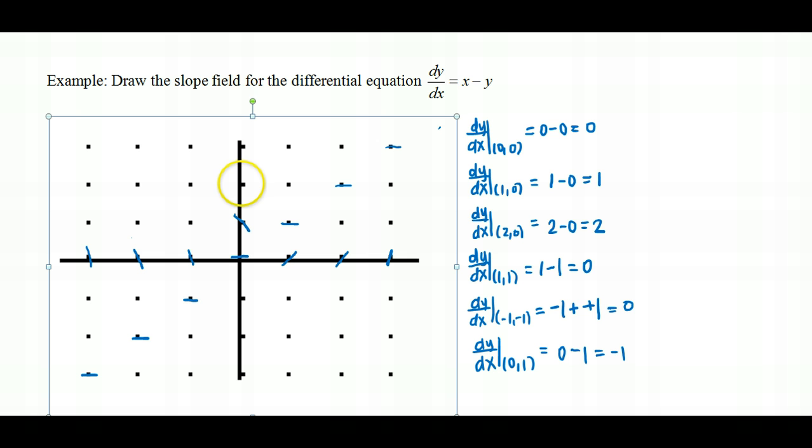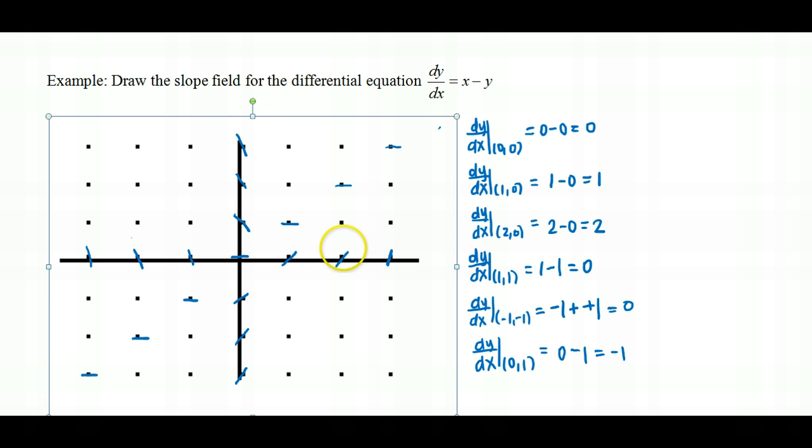And up here at (0, 2), I'm going to have a slope of -2. And then up here, I'll have a slope of -3. Down here at (0, -1), well, then I'll have 0 minus -1, so I'll have a slope of +1. And I'll have a slope of +2. And I'll have a slope of +3.